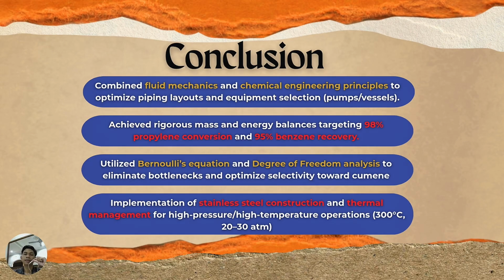In conclusion, this assignment combined fluid mechanics and chemical engineering principles to optimize piping layouts and equipment selection. We achieved rigorous mass and energy balances, targeting 98% of propylene conversion and 95% of benzene recovery. We utilized Bernoulli's equation and degree of freedom analysis to eliminate bottlenecks and optimize selectivity towards cumene. We also implemented stainless steel construction and thermal management for high pressure and high temperature operation.